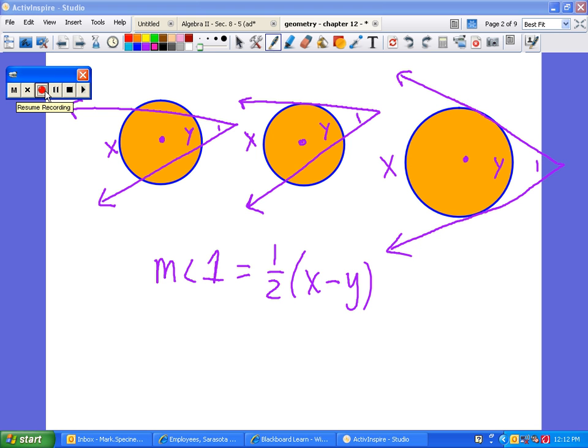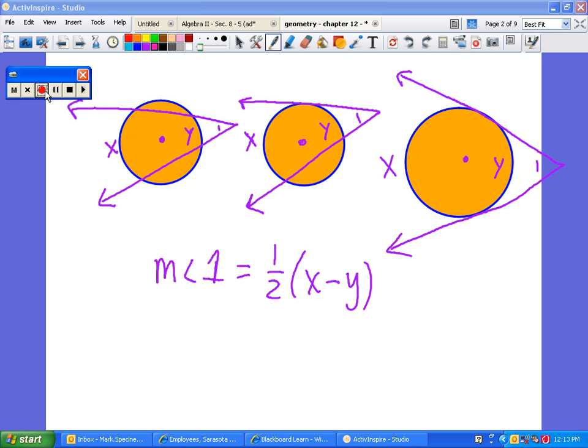We also have another theorem which says if you have two tangents, actually they don't even have to be tangents. If you have two lines that intersect outside a circle, the measure of that angle is 1/2 the difference of the measures of the intercepted arcs. You said outside the circle? Yeah, so you see angle 1. Angle 1 here is outside the circle.